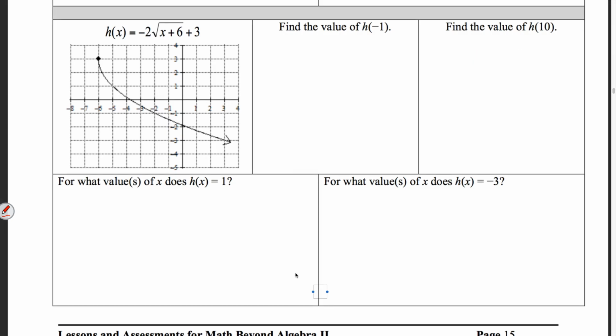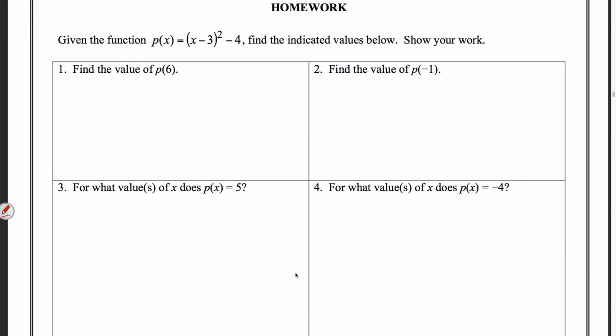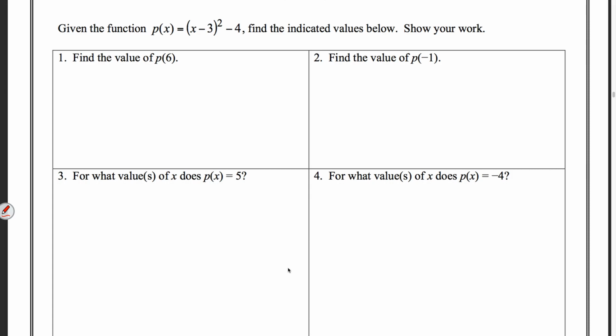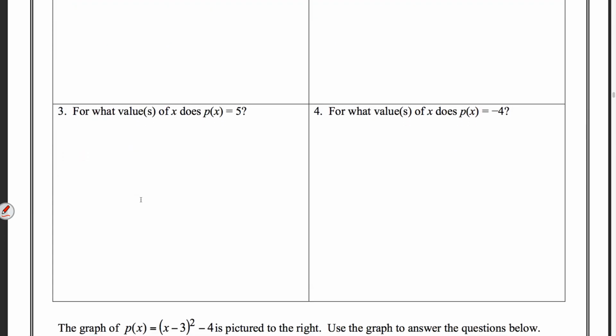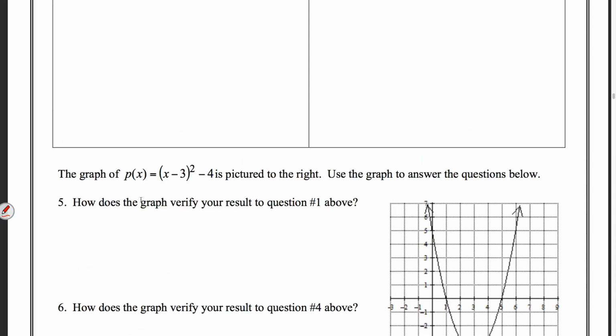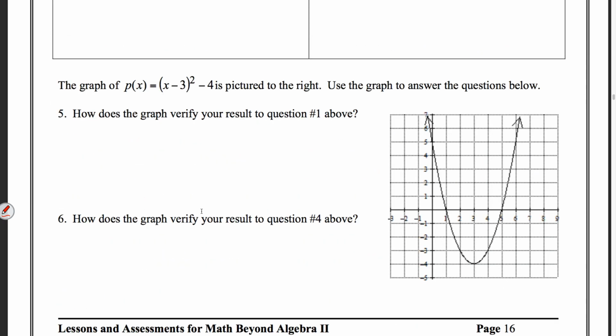Let's take a look at your homework for the night. Notice in numbers 1 through 4, they gave you the equation for p of x at the top. Let me go back and show you the one that we didn't work, because you're going to need it for 3 and 4. They gave you the graph right there. You guys can just use the graph right here.